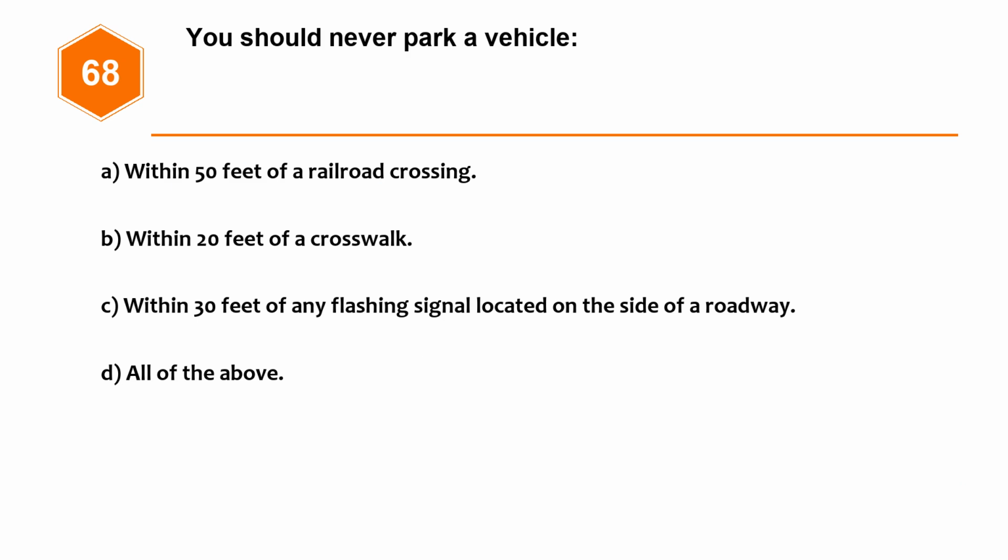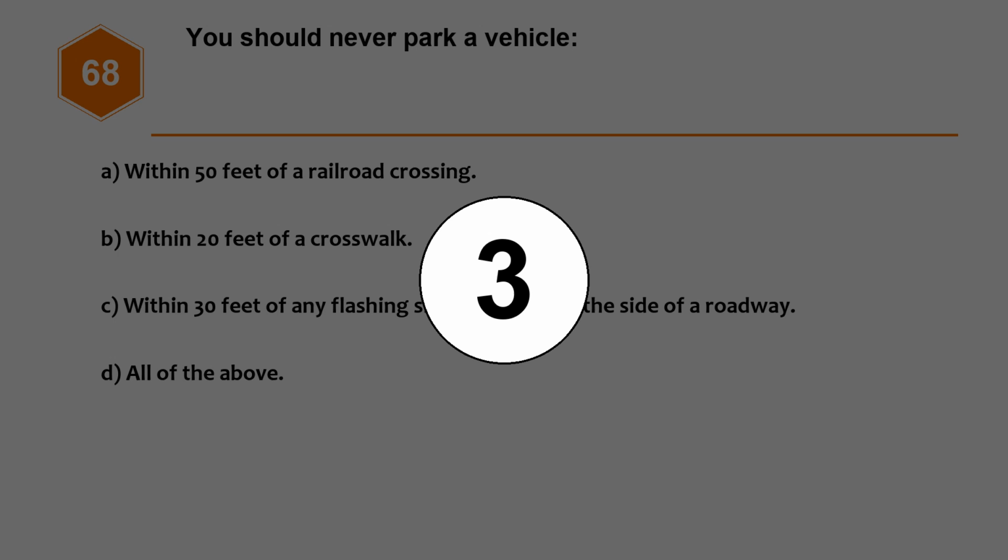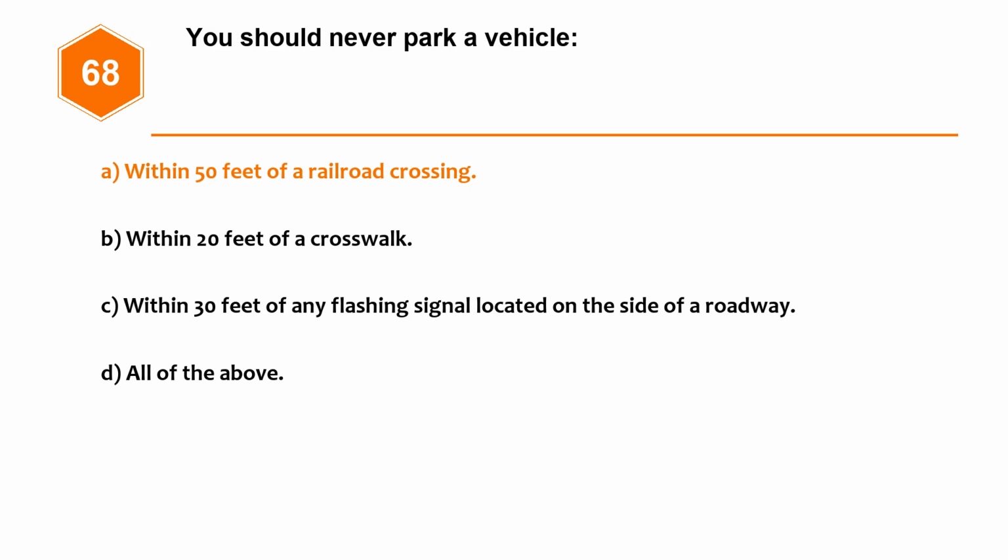Option A, within 50 feet of a railroad crossing. Option B, within 20 feet of a crosswalk. Option C, within 30 feet of any flashing signal located on the side of a roadway. Option D, all of the above. The correct answer is option A, within 50 feet of a railroad crossing.